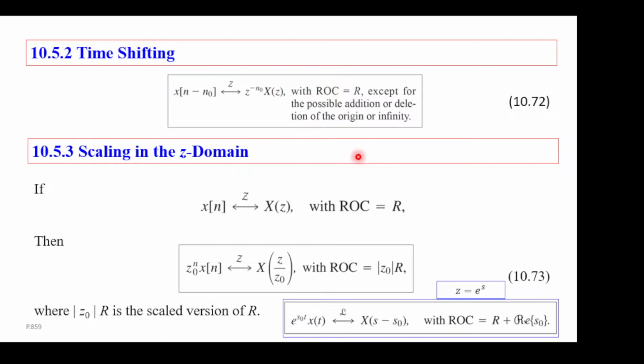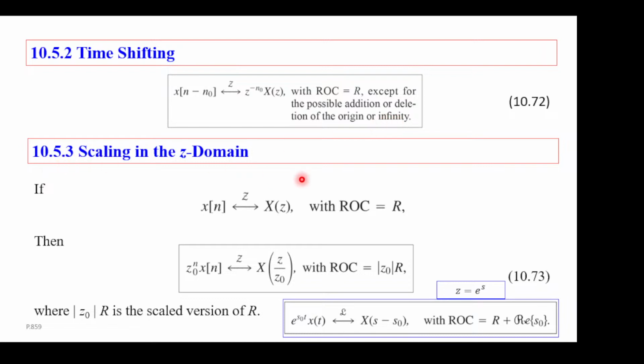And the ROC is basically the same, except that you are multiplying by this z to the minus n0, so it can be a pole or a zero at z equal to 0, depending on whether n0 is bigger than 0 or less than 0. So the ROC is the same ROC, but some points might get added as a pole or zero at either z equals 0 or z equals infinity. So you need to check again your poles and zeros at 0 and infinity, just from this z to the minus n0. Okay. So that's an easy one.